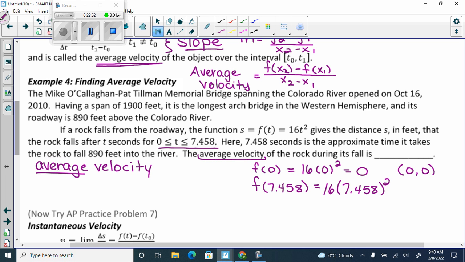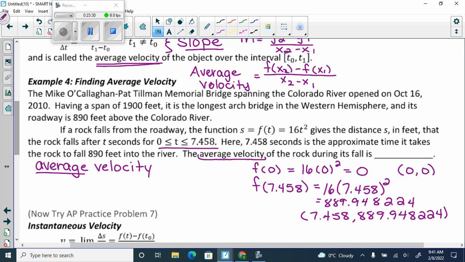You get 889. Do we have to write it in the formula, like x2 minus x1, because it's the same thing? I would just not write the formula out and fill it in. We don't even have to. Right. Okay. So this is 7.458 and then 889.948224.